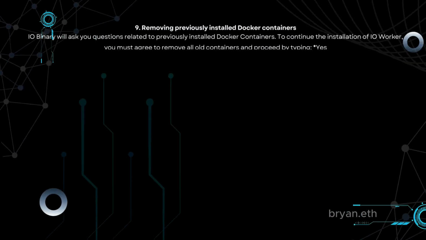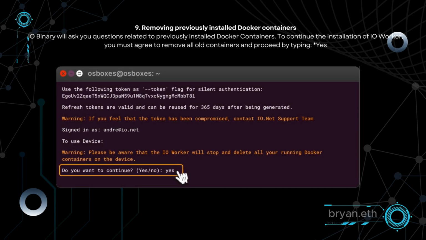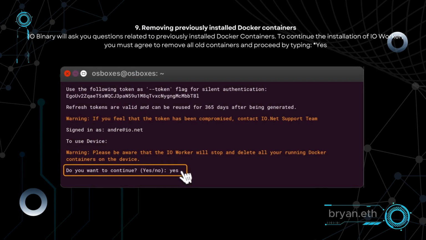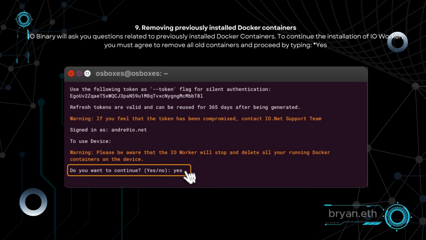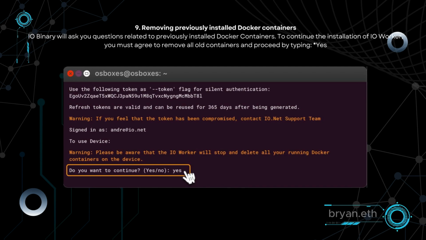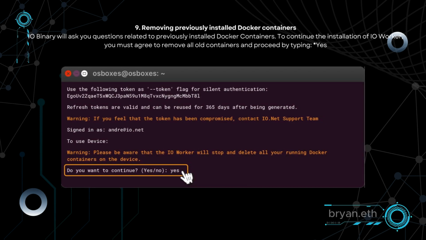9. Removing previously installed Docker containers. IO binary will ask you questions related to previously installed Docker containers. To continue the installation of IO Worker, you must agree to remove all old containers and proceed by typing yes.